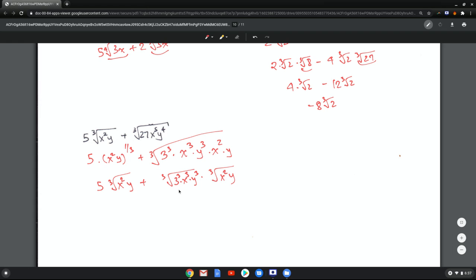Now there's 3 copies of each, so this is 3xy cube root of x squared y plus 5 cube root of x squared y. Now this is a like term. It's the same radical. So if I factor it out, I get 5 plus 3xy cube root of x squared y.